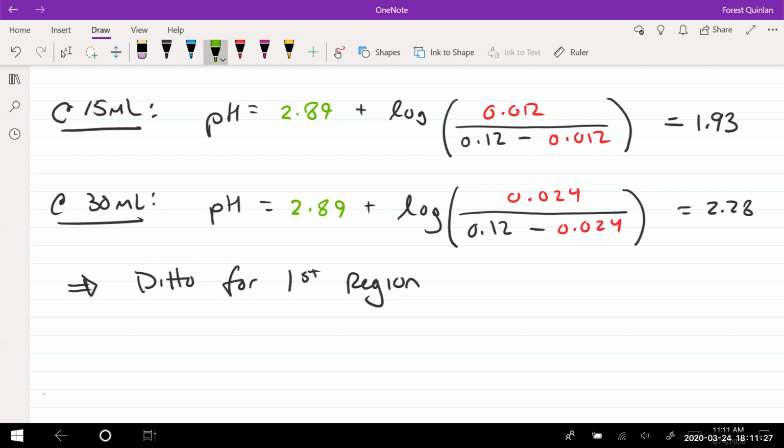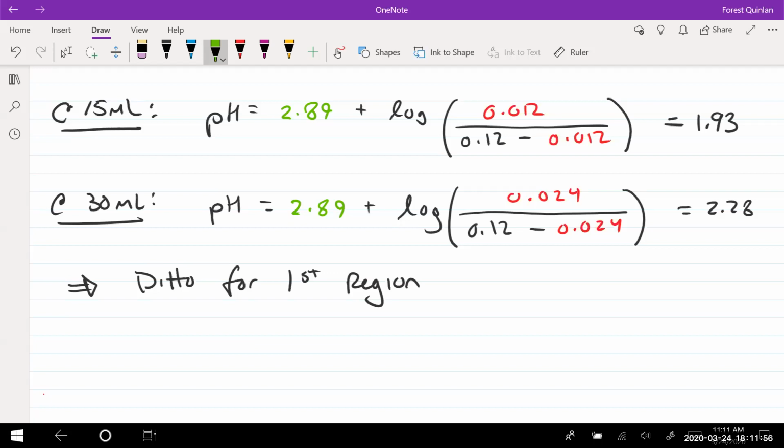When I did this last year, they chose 20 mil increments, which still gave you 3 points on either side. But that just meant that they would do one more calculation using pH equals pKa. None of it takes any less time overall. So it's just whichever one you're most comfortable doing. Does that make sense? Yeah, thank you.